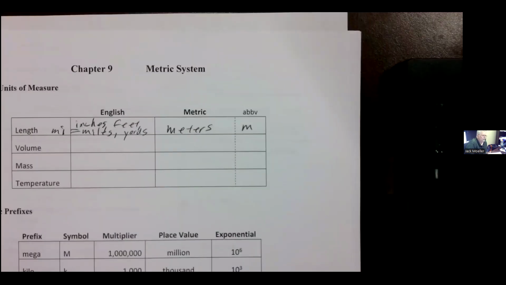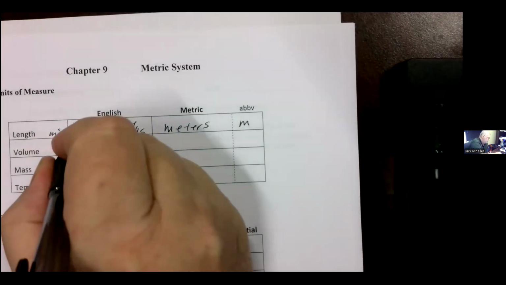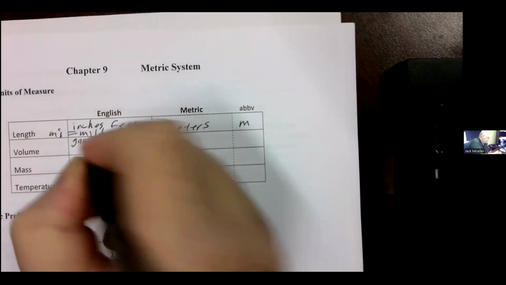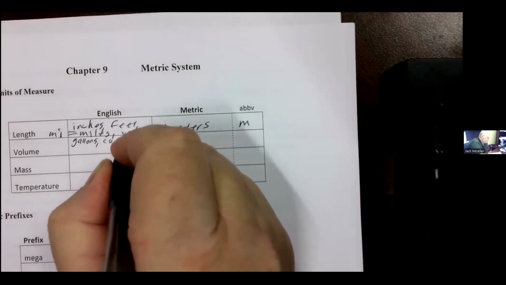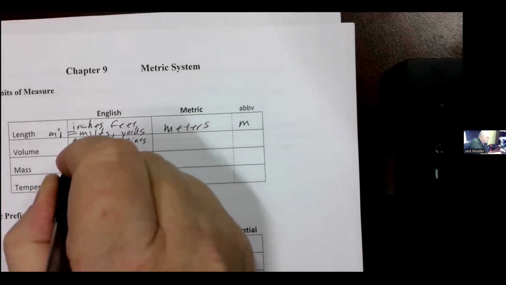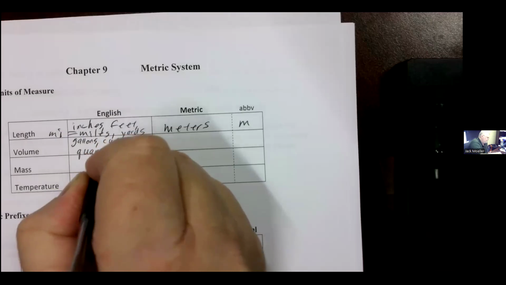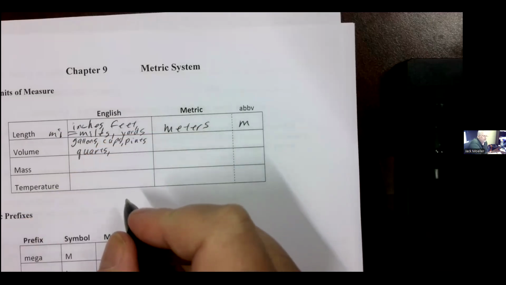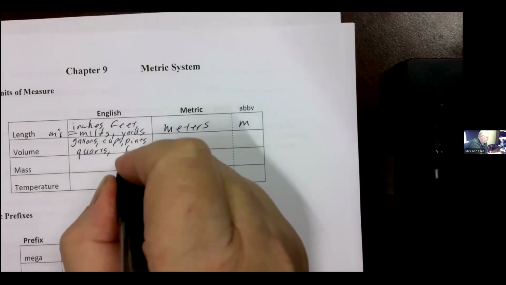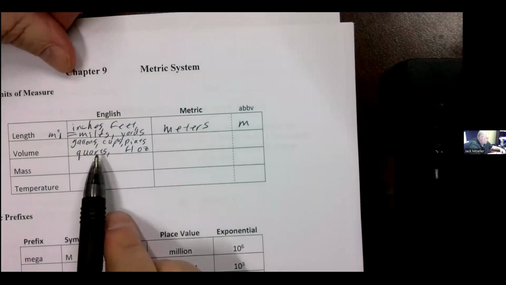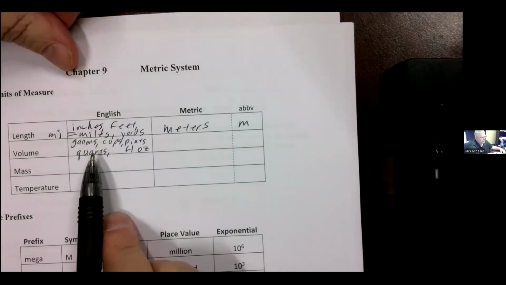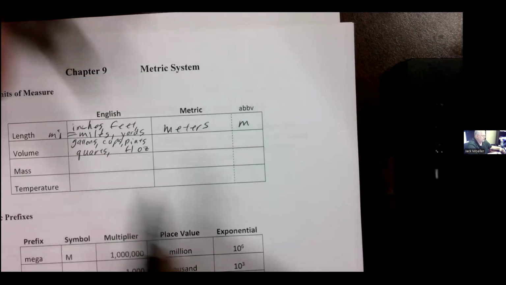Now for volume, what measurements do we have for volume in the English system? Well, we have gallons, if you're buying gas. We have cups, pints, quarts. We have teaspoons, tablespoons. We have FL for fluid ounces, but fluid ounces are different than regular ounces. What else? If you have a background in farming, you have probably heard of bushels. Those are the big baskets.